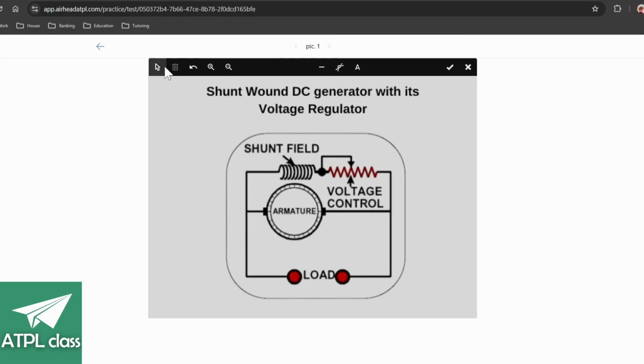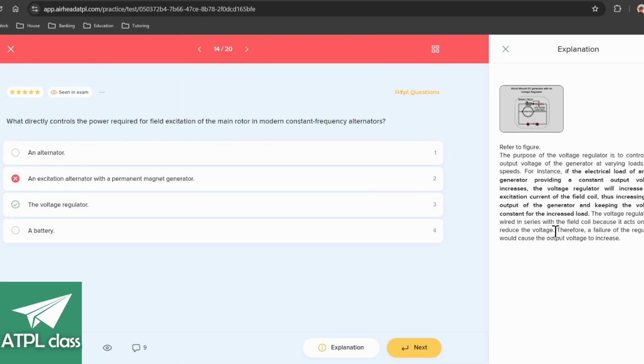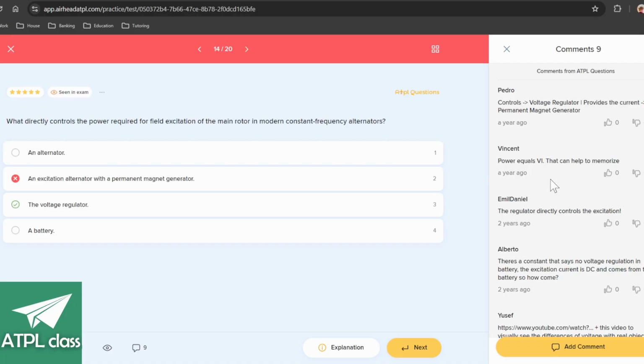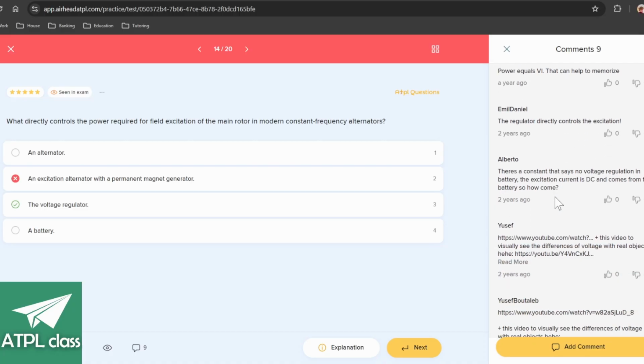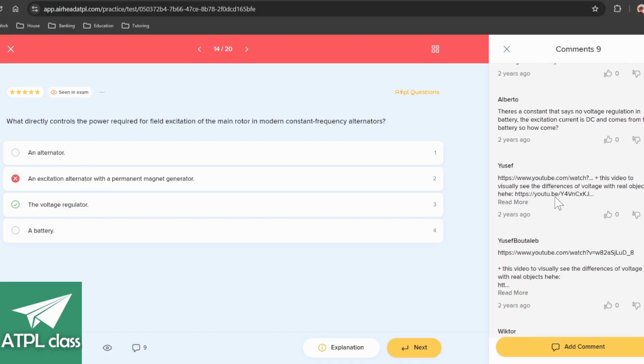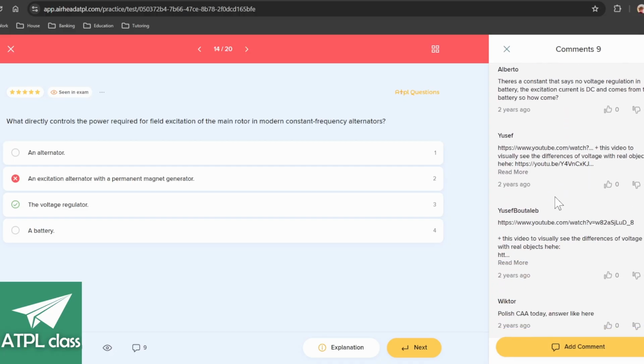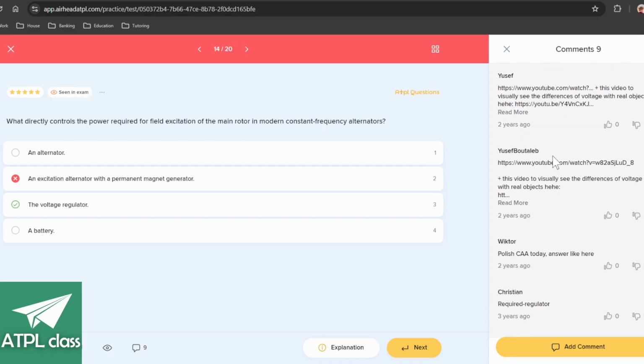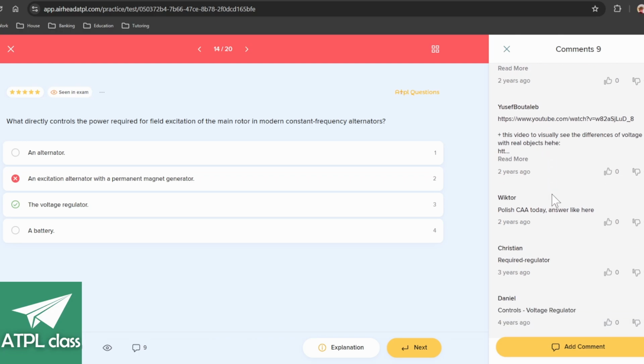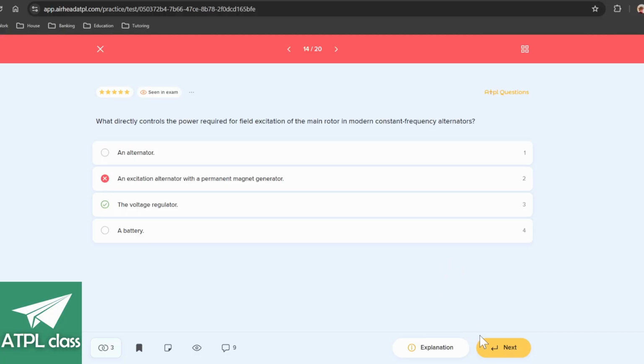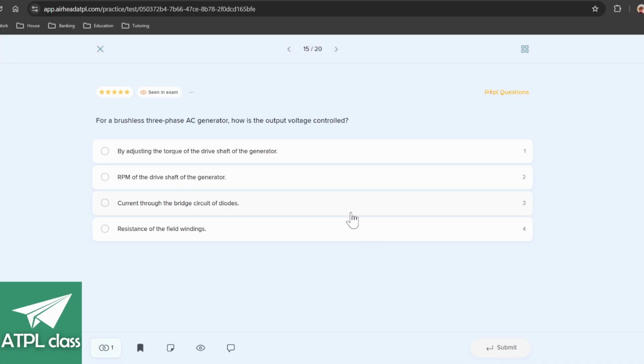Shunt wound DC generator. That was just quite confusing to me, actually, the way it was worded there. Power equals VI. The regulator directly controls the excitation. There you go. So yeah, I need to look up alternator stuff would be my study point from this session so far.